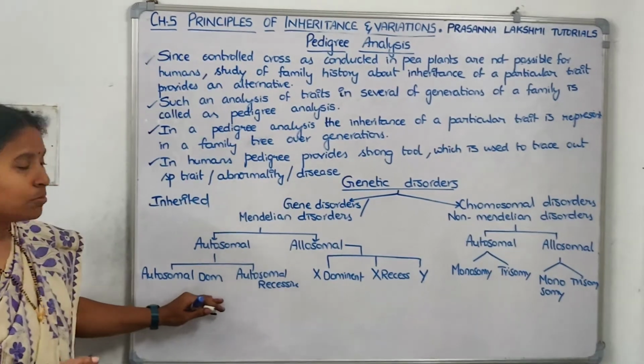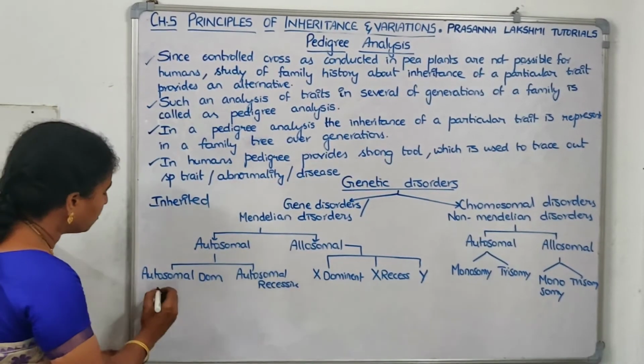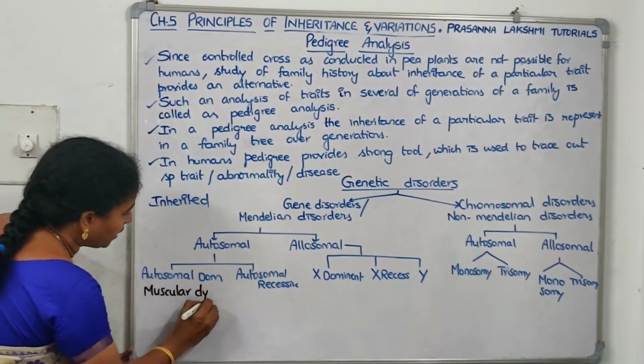Now coming to autosomal dominant disorder, the example is muscular dystrophy. What is the example for autosomal dominant? It is muscular dystrophy.